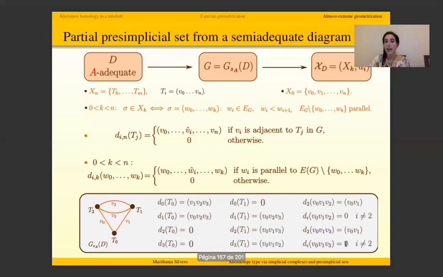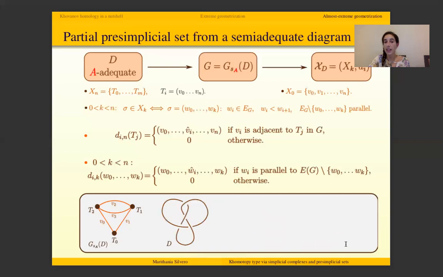And this is how the partial presimplicial set is constructed. So in the case of the figure 8 knot that we were considering, we construct the partial presimplicial set as I have just told you. And if we consider its geometric realization, what we get is the suspension of the projective plane, okay?